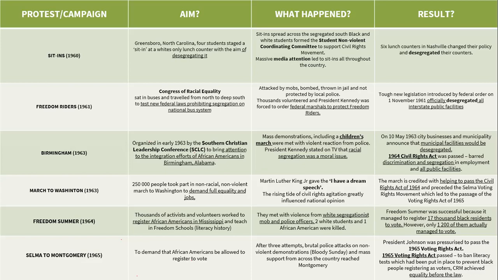And the new president, after Kennedy passed away, President Johnson, was pressurized to pass the 1965 Voting Rights Act. So the Voting Rights Act basically banned those literacy tests, which stopped black people from registering as voters, and allowed the civil rights movement to finally completely achieve equality before the law. So I would argue, if we were to rate the protests from most important to least important, Birmingham would be the top, and then we'd have the Selma to Montgomery, which would be the second one.